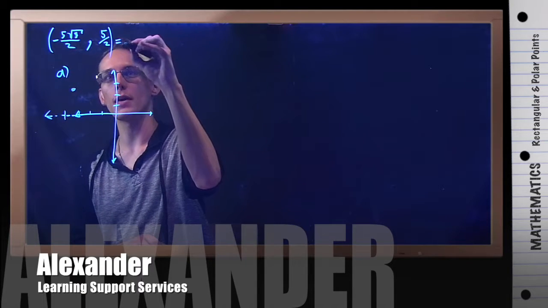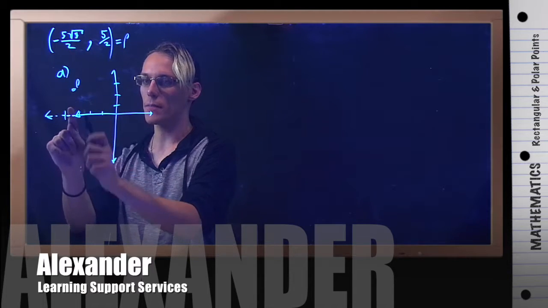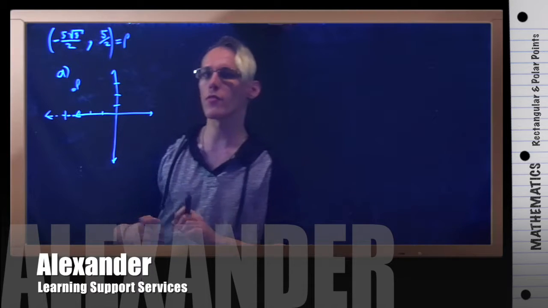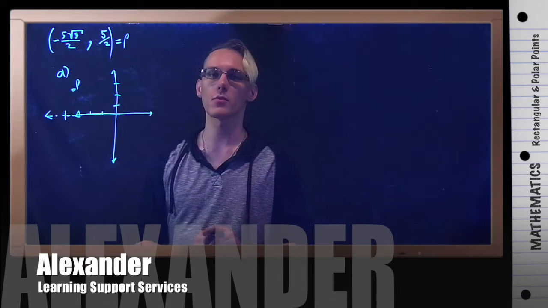If I call this point P, there's point P. Somewhere around here, a little bit more than 3, and somewhere around here at 2.5. So there's part A. And of course, if you wanted it to be much more precise, you would just use a calculator. But the real interesting part of this question is part B.